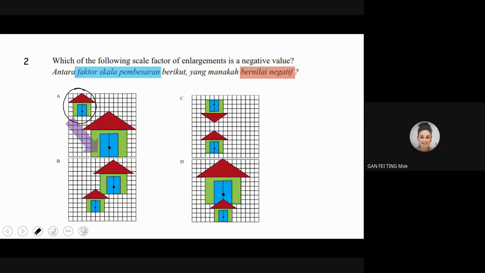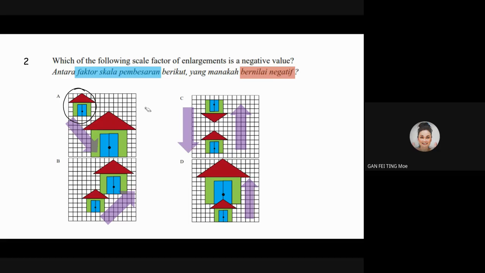One way. Now you go to B. B also one way, from small to big. Then for C, it goes down and it goes up, right? It goes up and it goes down. It is sort of reflected. For A and B, the position remains the same. But for C, it is not going one way. It can go up and it can go down. It's been reflected. And for D, it's also one way, from small to big.